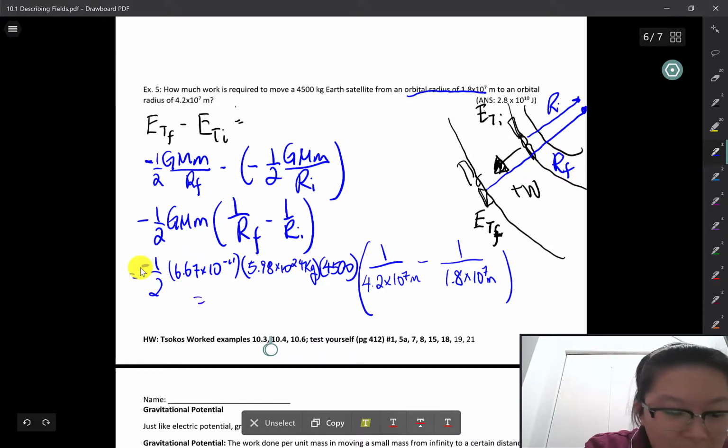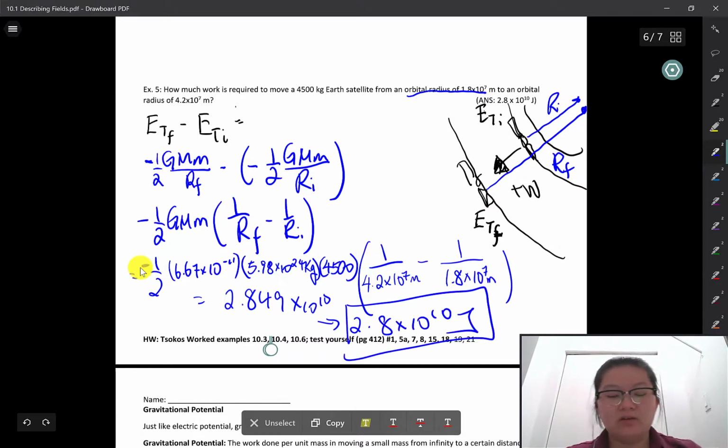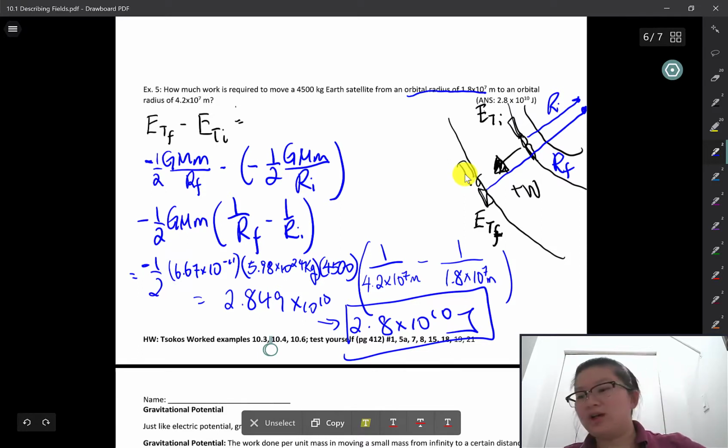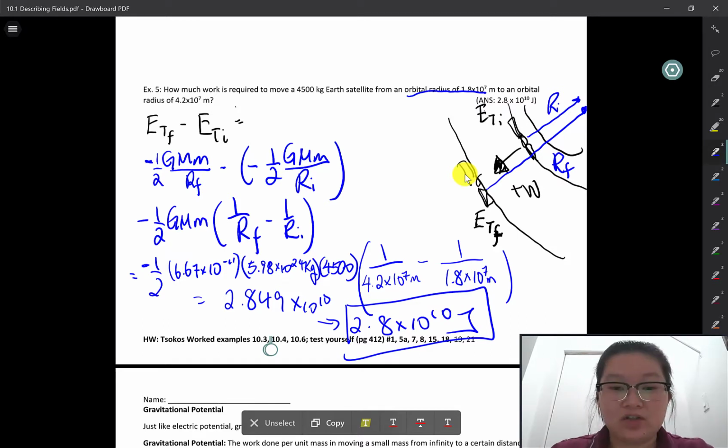I get 2.849 times 10 to the power of 10, which rounding to 2 sig figs is 2.8 times 10 to the power of 10 joules. Okay, so there we go. That's how much work you have to do to get the satellite from point A to point B without needing to consider all the changes in gravitational potential energy, kinetic energy, etc. Just looking at the differences in their total energy, assuming that all the work done in moving the satellite from point A to B is used for that and not lost, you can just look at the difference in the energies.